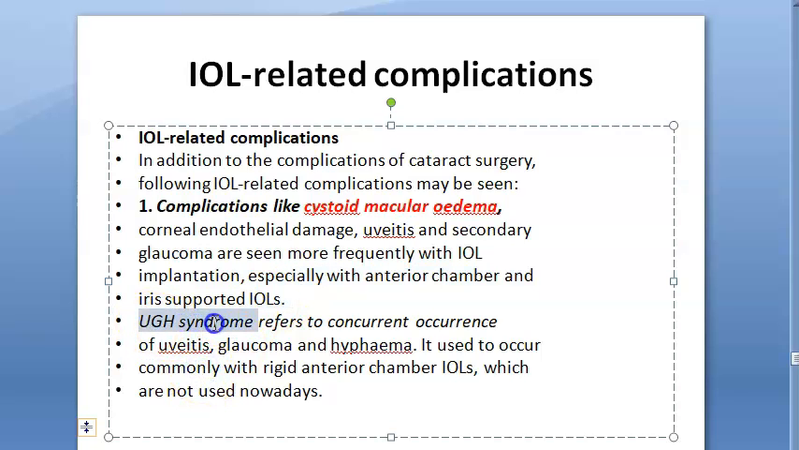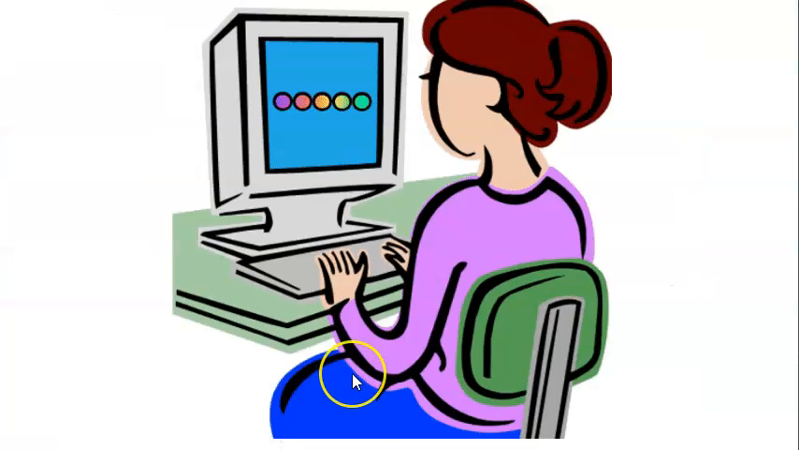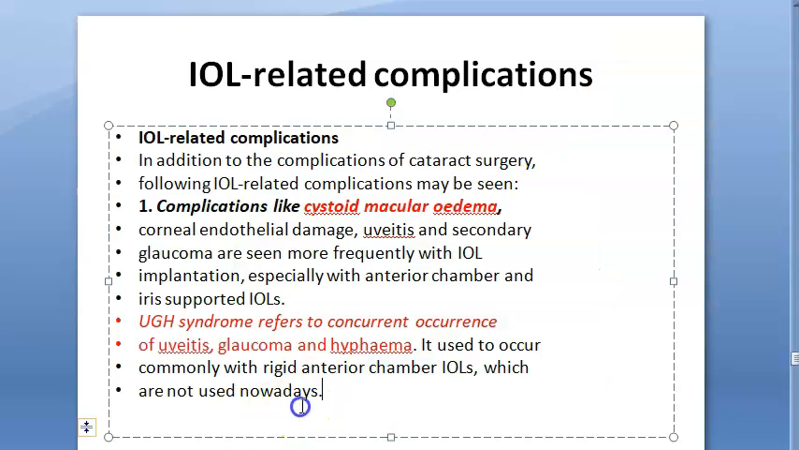UGH syndrome refers to concurrent occurrence of uveitis, glaucoma and hyphema. So if they ask you what is UGH syndrome, remember uveitis, glaucoma, hyphema. Hyphema is blood in the anterior chamber. All the three together is UGH syndrome. What is UGH syndrome? U is uveitis, G is glaucoma, H is hyphema. Okay, very good. This was common with rigid anterior chamber IOLs, which nowadays they don't use.